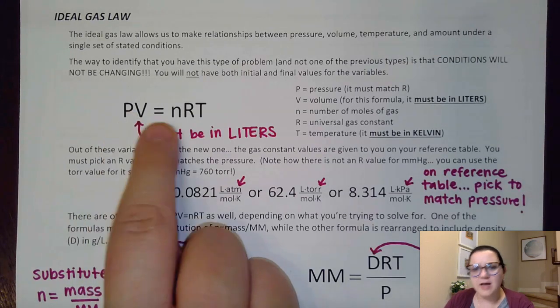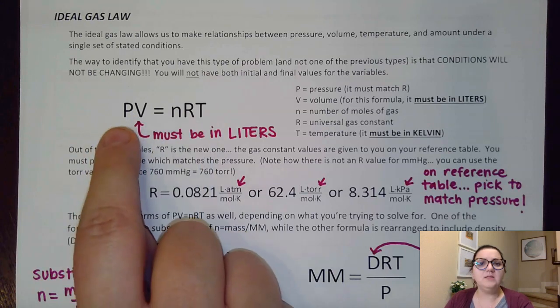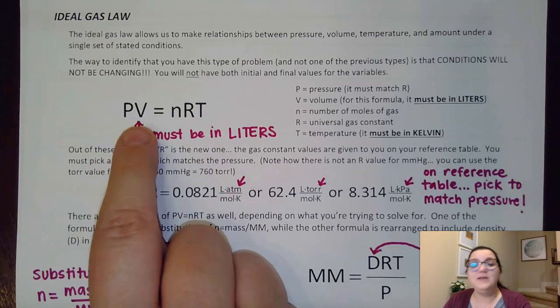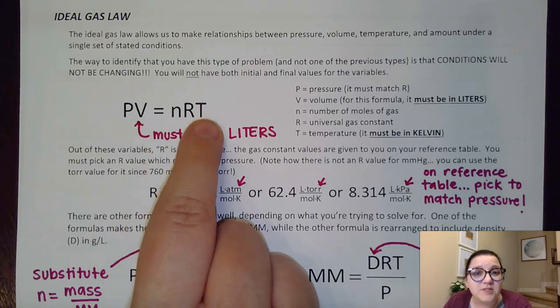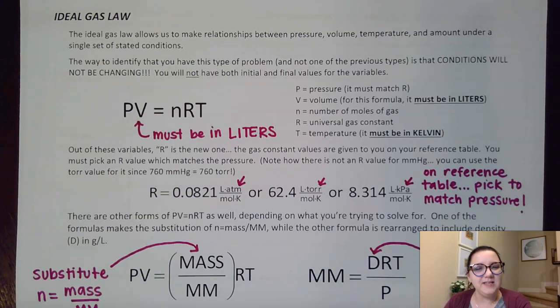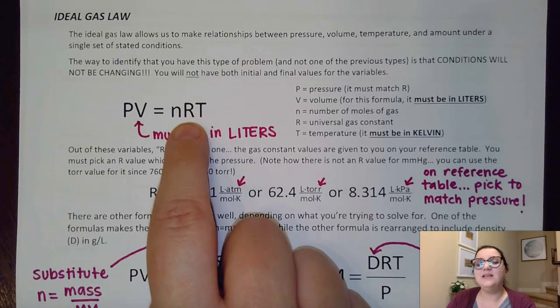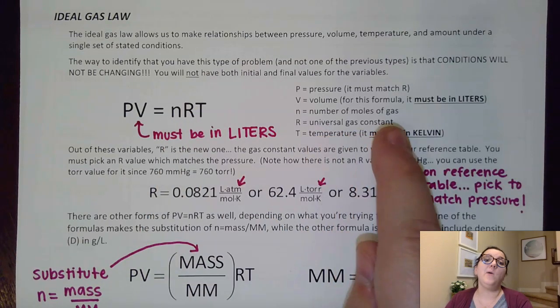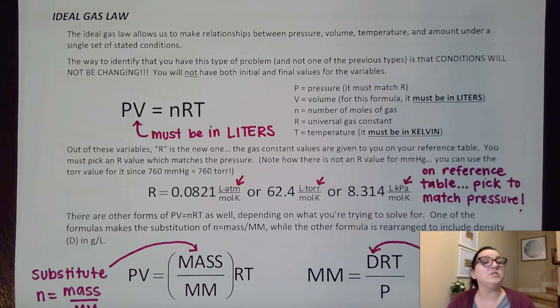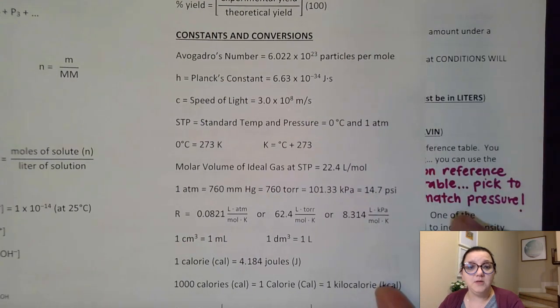Hopefully we recognize some of the variables in here. P is of course for pressure, V is for volume, n is for number of moles, T is for temperature. It's the same variables we've been dealing with, but we'll notice a new one here, and that is R. R is representative of the universal gas constant. Now, being a constant, it is actually given to us in the constants and conversions section on our formula chart.